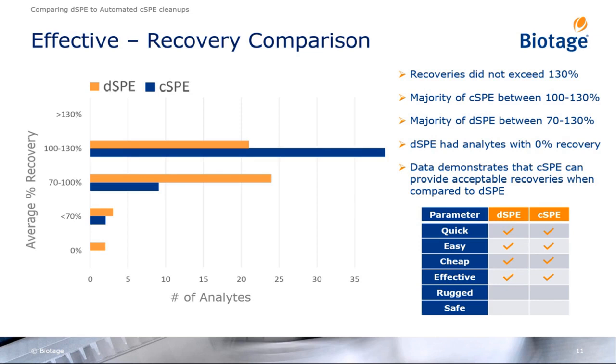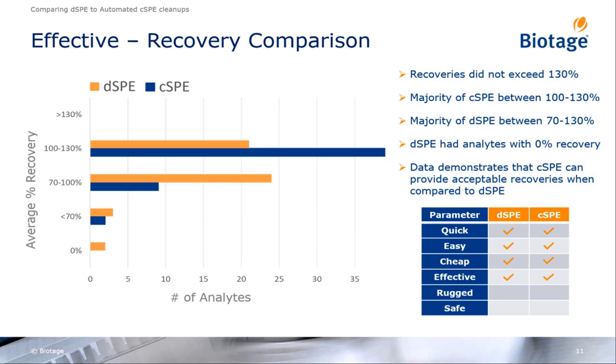And as you can see in this bucketed data, the number of analytes that were within the range of 100 to 130% are listed for both formats, 70 to 100% for both formats, less than 70%, and 0%. And bucketing the data in this way shows you a few major points.